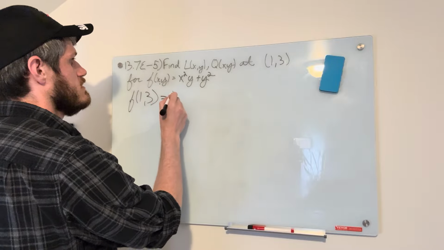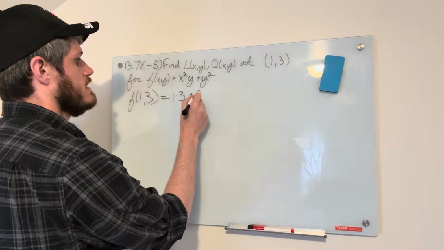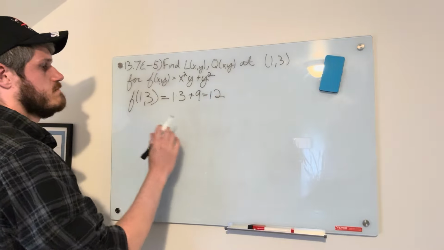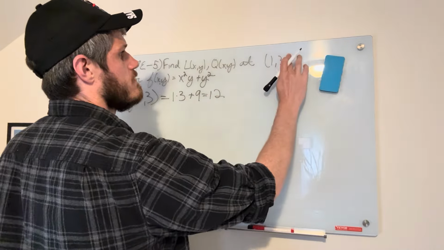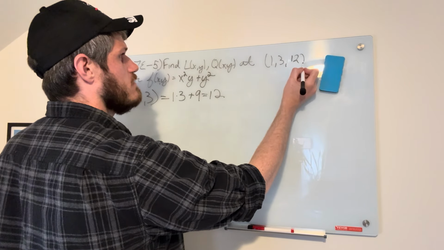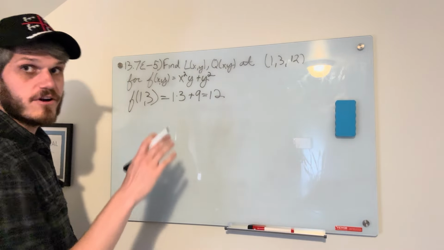So this is 1 times 3 plus 3 squared, 9, 12. So our point ends up being 1, 3, 12. I'll leave that there for now. Well, I'm going to run out of room soon.